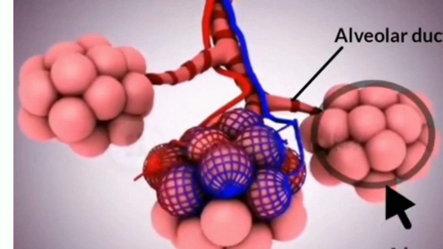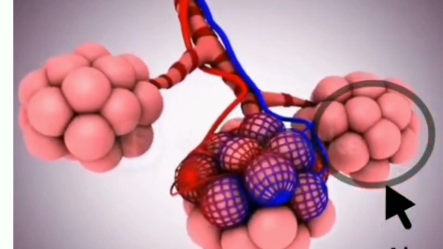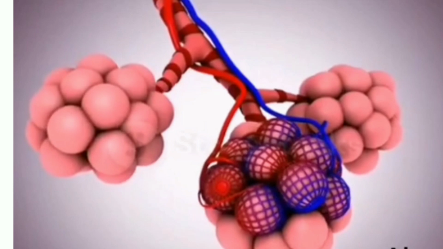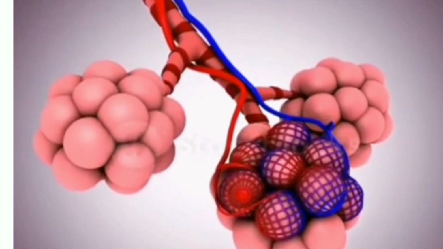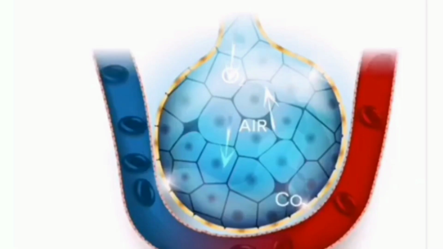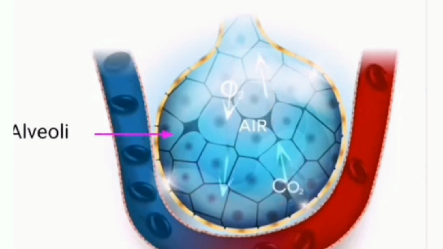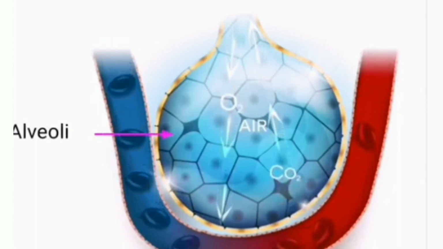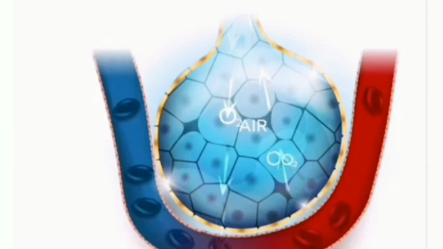Alveoli. Alveoli are the microscopic air sacs where gas exchange takes place. Their thin walls allow oxygen to diffuse into the bloodstream while enabling carbon dioxide to move from the blood into the lungs for exhalation. Process of breathing.